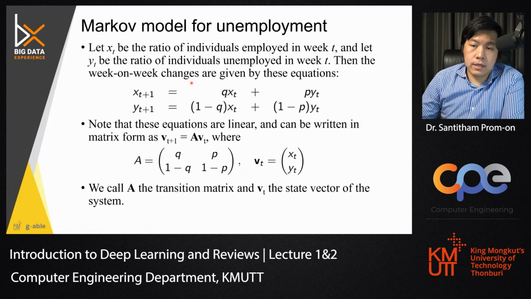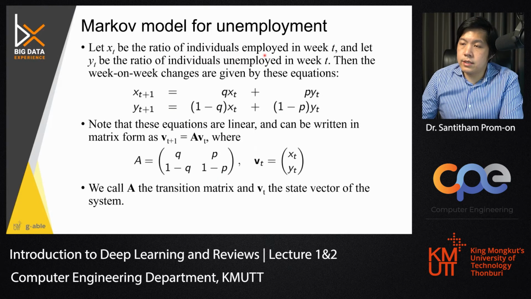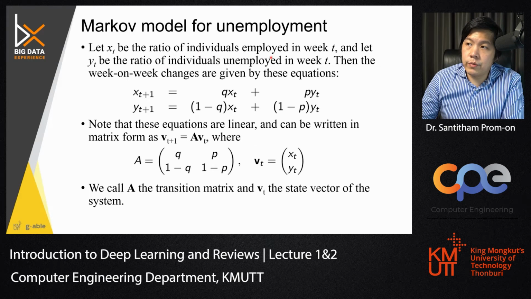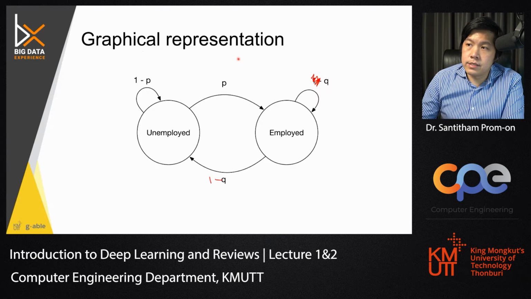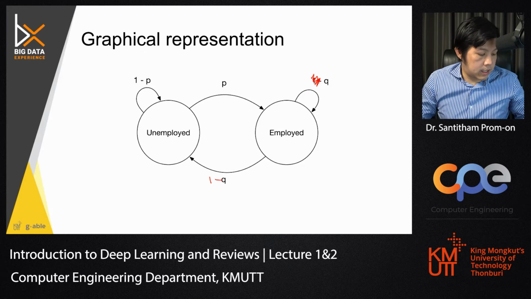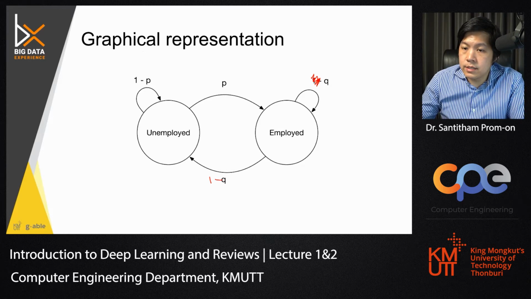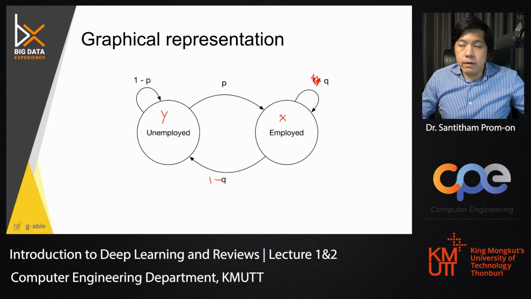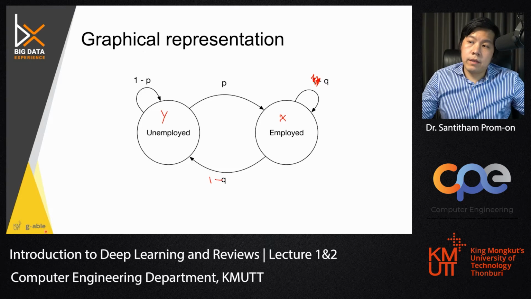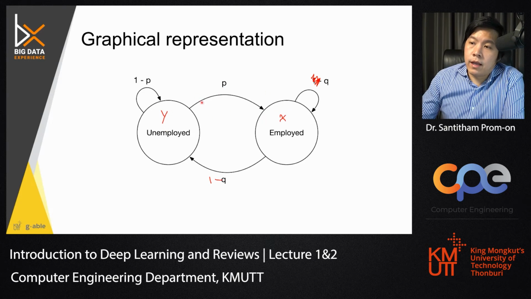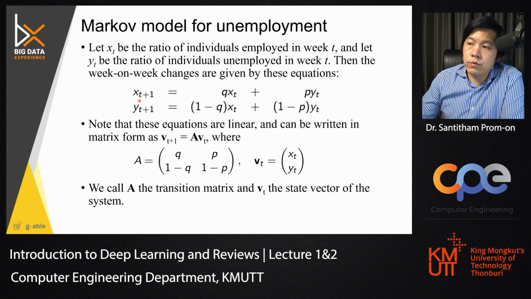Q times X. So X is the ratio of individuals that are employed, right? This is X_T, so I should write it like this. Let me write it here. Employed is X, unemployed is Y. So the number of X comes from, just look at the arrow signs. X comes from the transition from unemployed to employed, so P times Y, and Q times X.